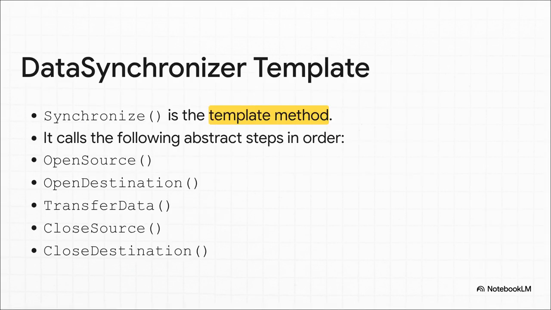So what we can do is create an abstract data synchronizer class. Its main job is to hold our template method. Let's call it synchronize. This method basically lays down the law. It dictates the entire sequence. First, you open the source and destination, then you transfer the data, and finally you close both connections. That sequence is set in stone.